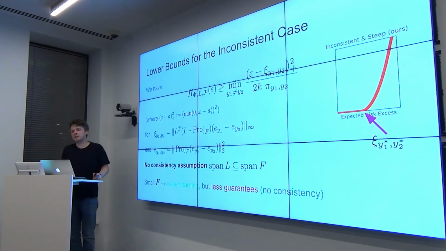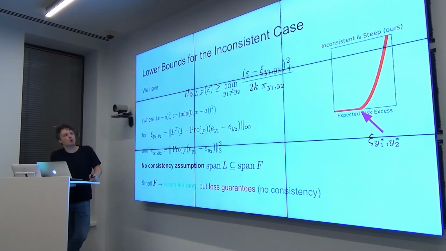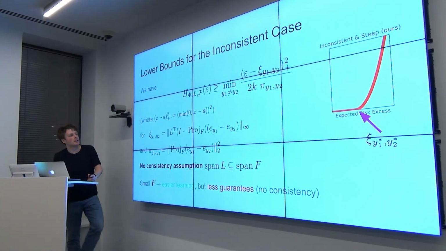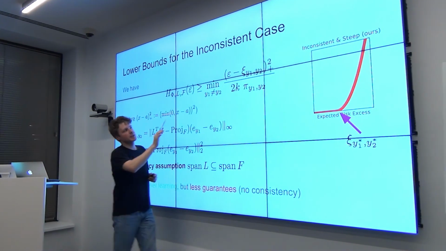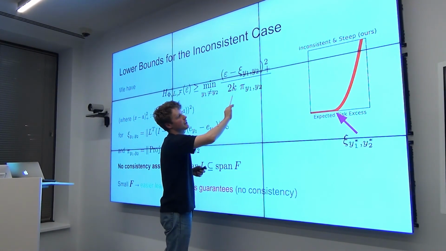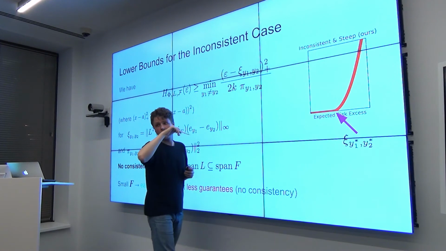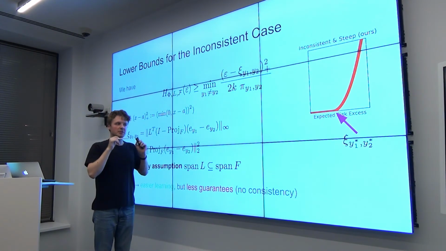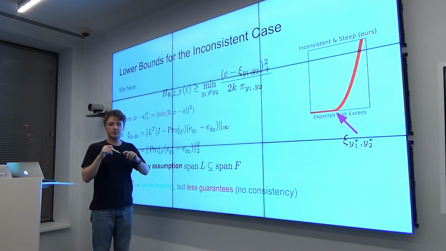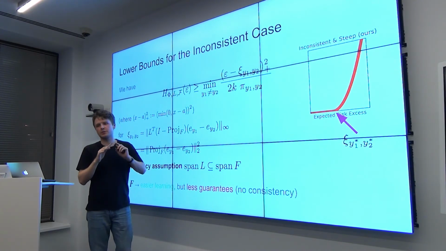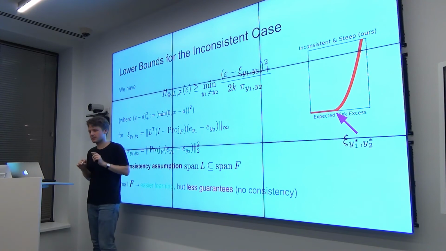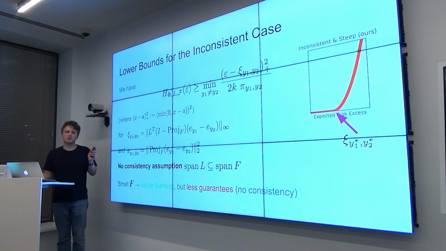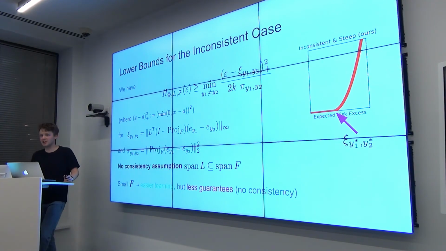By the way, in our work we found even more ways to balance the value of the offset and the slope of this curve. And these ways can give you even tighter lower bounds, but I will not talk about this during this talk. You can go and read the paper for the details. I hope it will be on arXiv very soon.